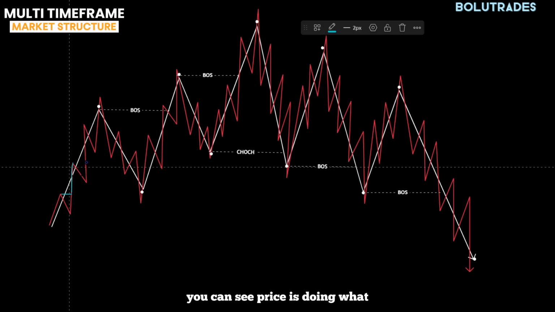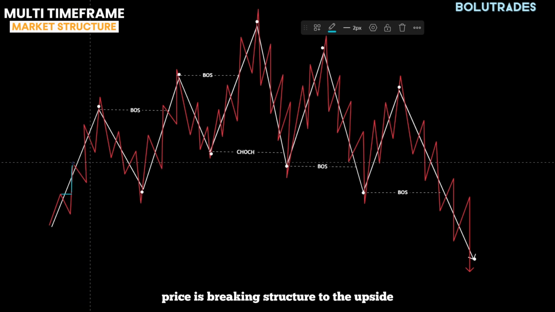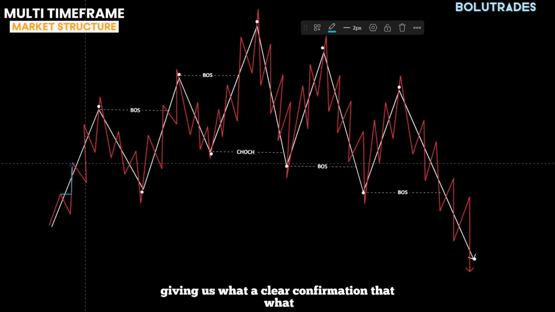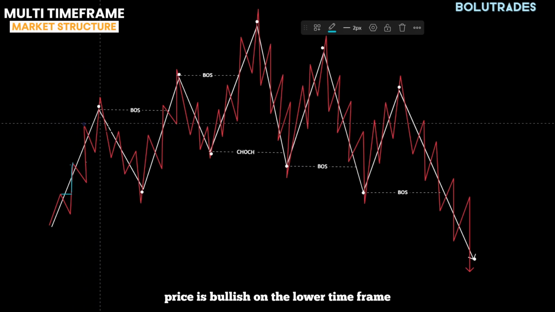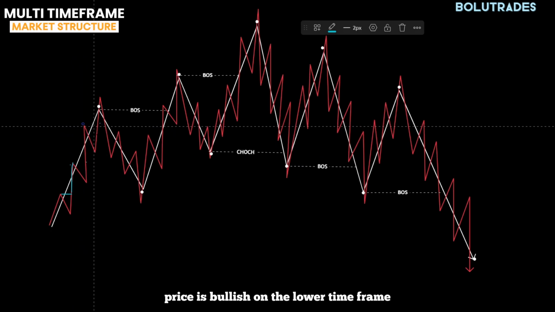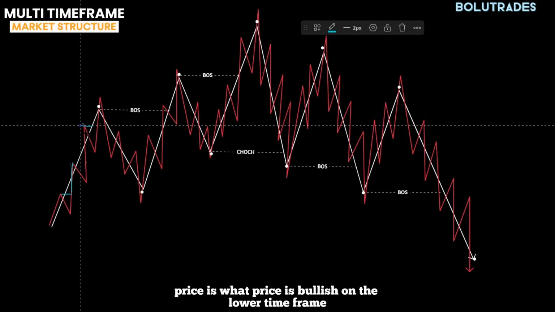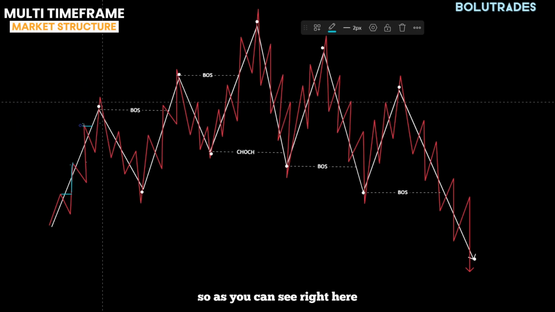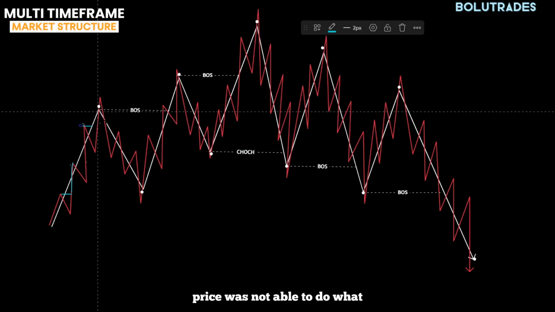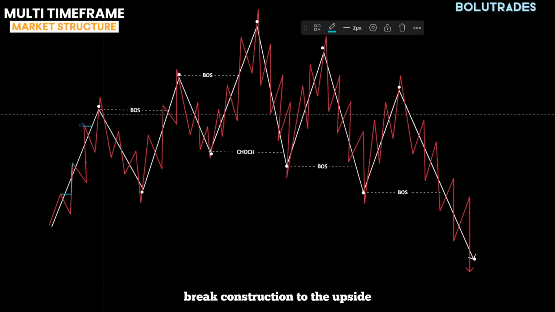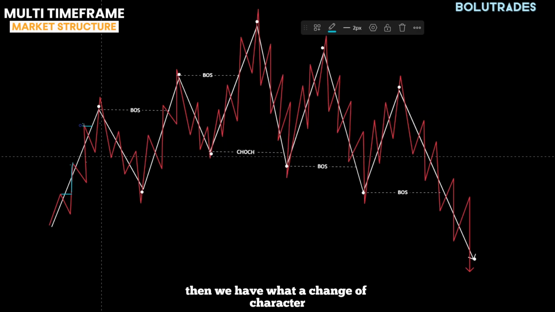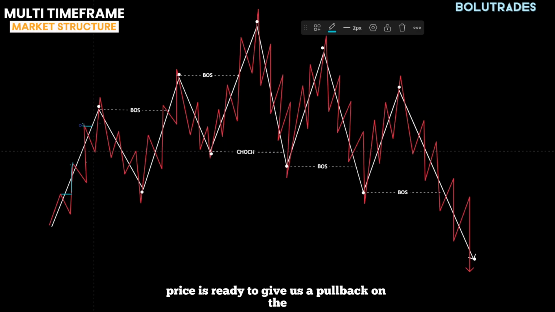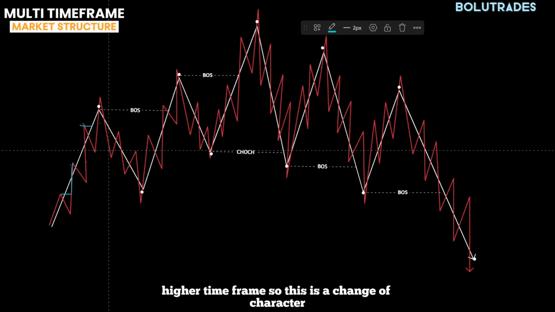You can see price is doing what? Price is breaking structure to the upside, giving us a clear confirmation that price is bullish on the lower time frame. So as you can see right here, price was not able to continue its break of structure to the upside. Then we have a change of character. That is, price is ready to give us a pullback on the higher time frame.